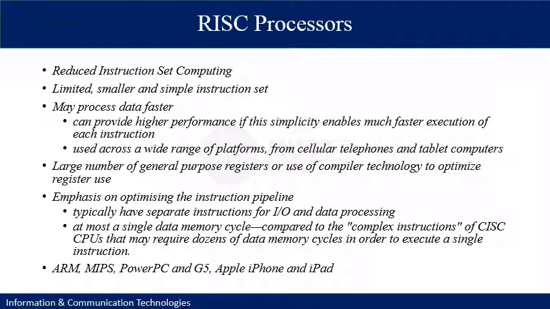So in the RISC, at most a single data memory cycle exists, as compared to the complex instruction set of the CISC CPU that may require dozens of data memory cycles in order to execute a single instruction. The examples of RISC processors are ARM chips, MIPS, PowerPC and G5, Apple iPhone and iPad computers.